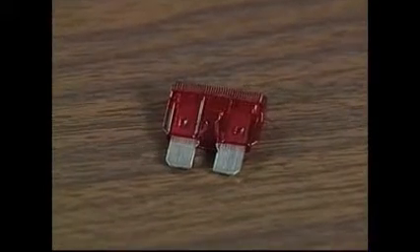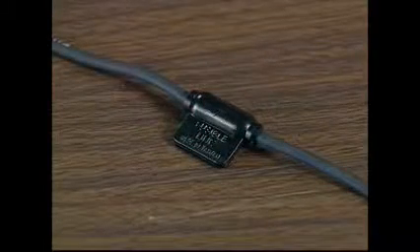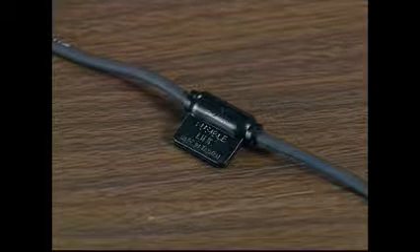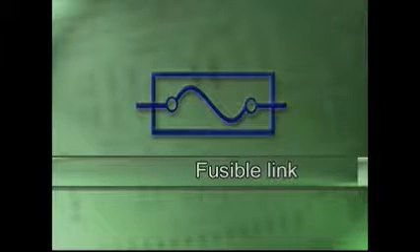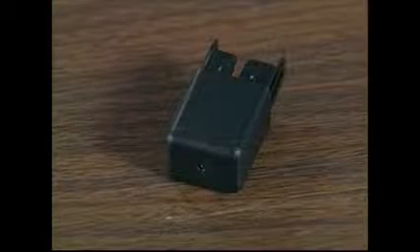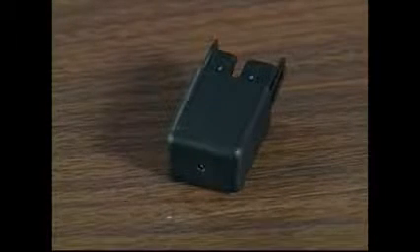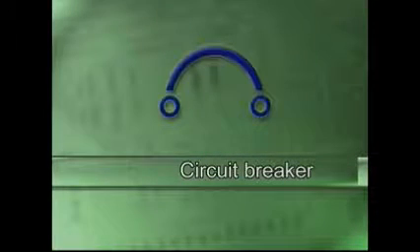A fuse or fusible link is used to protect a circuit against a high current flow that could damage the circuit. A fuse is represented by a wavy line between two circles, while a fusible link includes the symbol for a fuse inside a rectangular box. Circuit breakers can be used instead of fuses. A circuit breaker is shown as a smile-shaped black line over 2 black dots.